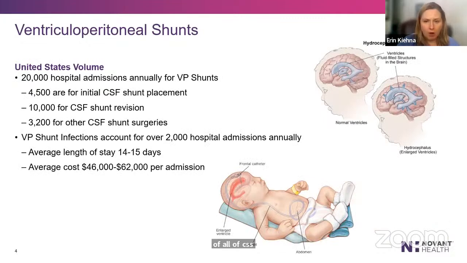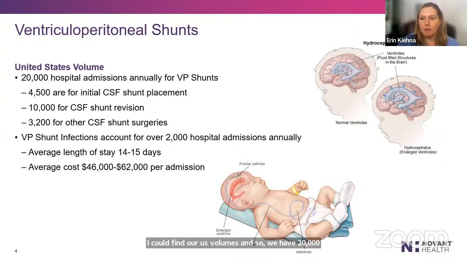I couldn't find volumes for around the world. I could find our US volumes. And so we have 20,000 hospital admissions annually for VP shunts in the US. About 4,500 are for new shunt placements. I contribute my fair share. About 10,000 are for shunt revisions, and 3,200 are for other shunt surgeries. About 2,000 of these admissions are for infections.